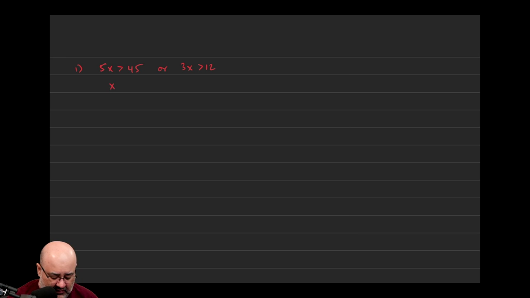For 5x greater than 45, I need to divide both sides by 5. Since I'm dividing by a positive number, I don't have to change the direction of the inequality. And for the second one, I divide both sides by 3, so that gives me x is greater than 4.